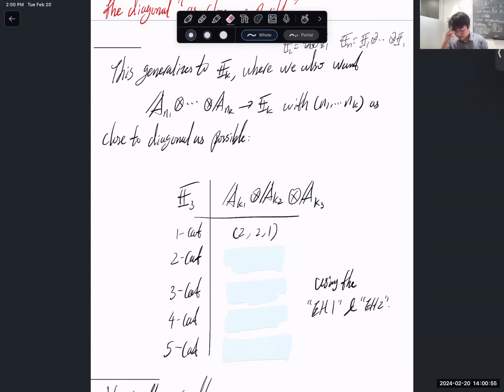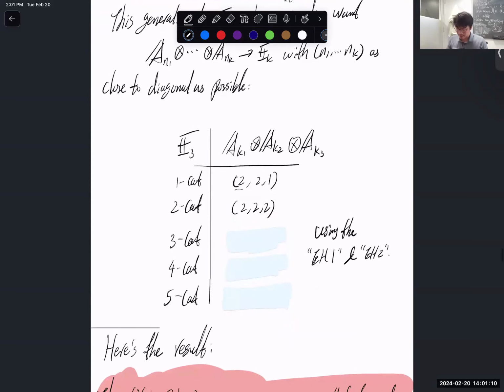So for example, an E3 algebra in a 1-category is just A2 tensor A2 tensor, the last A1 doesn't really matter. Okay, and that's a semblance of the fact that E2 and E3 and E-infinity are the same in a 1-category. You see, that's a corollary.